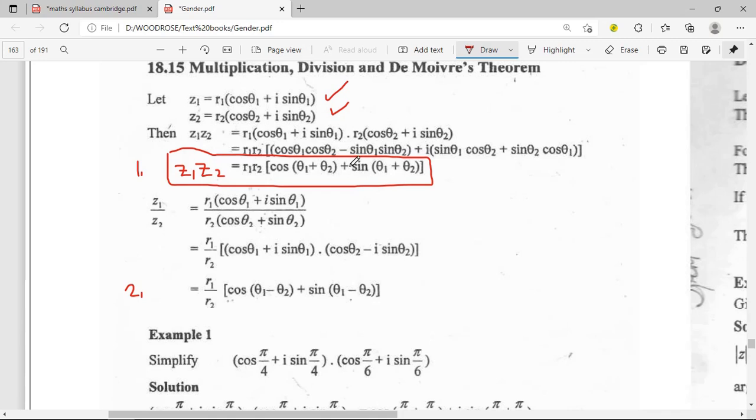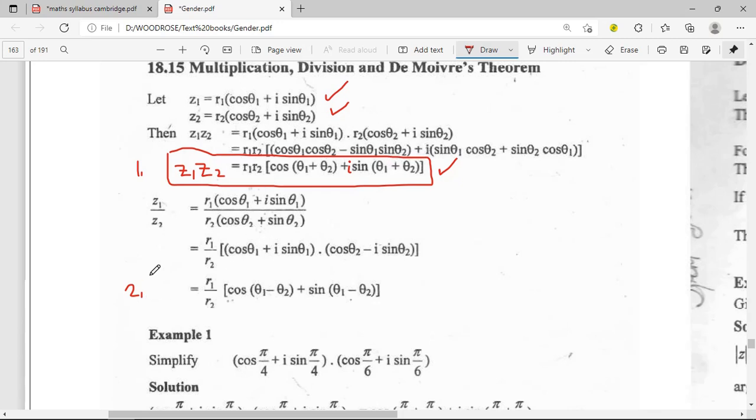Then here we are left with i. It's supposed to have i here. It's i sine of theta 1 plus theta 2. So this is the first rule: when you are multiplying complex numbers, you simply multiply the moduli, but on the angles you add. So just know this result. Don't worry about where it is coming from. The proof is here, but don't worry about the proof.